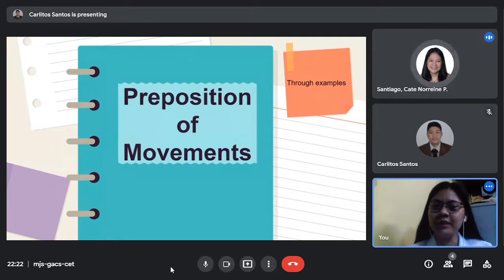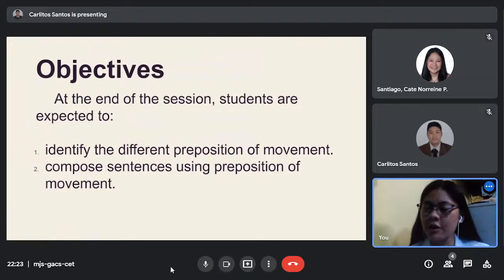So, last time, remember we discussed the preposition of movement through the rules. We learned that the structure of prepositions of movement is verb plus the preposition plus object or the subject. Now, for this session, we are going to learn the preposition of movement through different examples. Now, let's have the next slide. Let's have a recap of our objectives first.